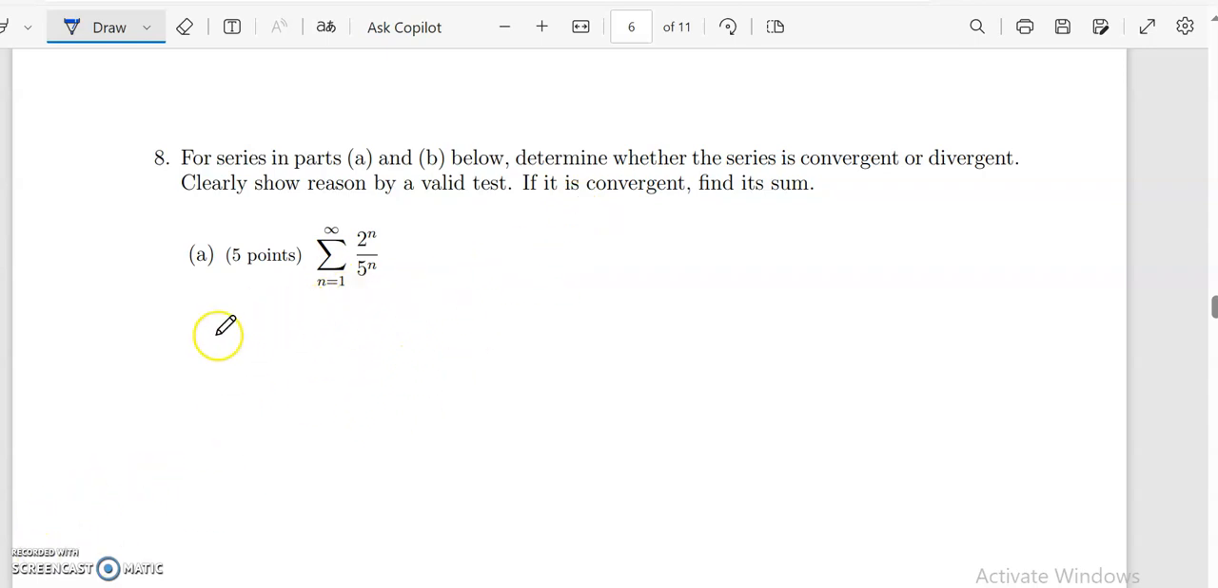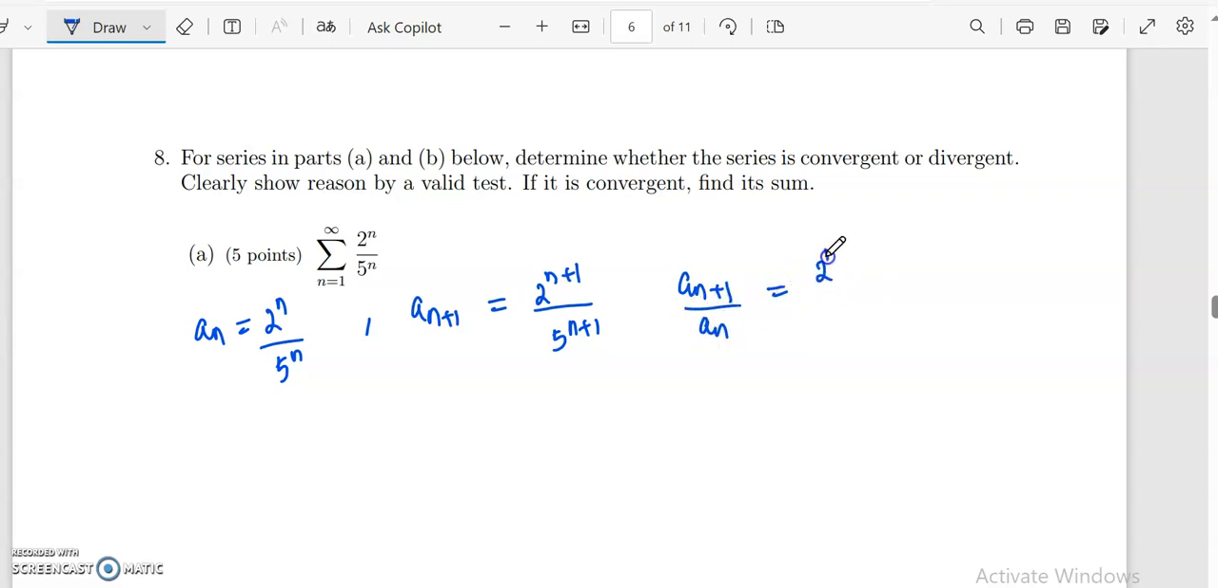So here we have a_n equal to 2 raised to n by 5 raised to n, and if you take a_(n+1) it will be 2 raised to n plus 1 by 5 raised to n plus 1. So a_(n+1) by a_n will be equal to 2 raised to n plus 1 by 5 raised to n plus 1 by 2 raised to n by 5 raised to n. So that is going to be equal to 2 by 5.